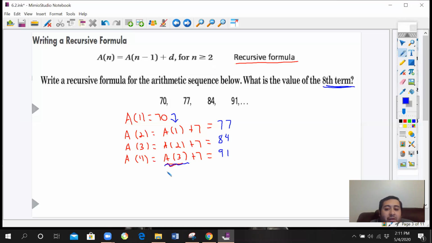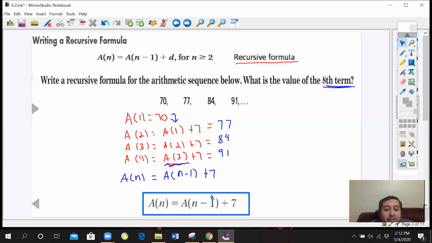So in order to write a formula for this, you have a_n equals a, whatever term you want to start with, and then subtract one of them, because again, based on this, you're going to the previous term. Every new term that you're trying to find, you're going to the previous term and then add plus 7. So therefore, this is your recursive formula provided to you. I'll put it here in the bottom. So this is your formula.